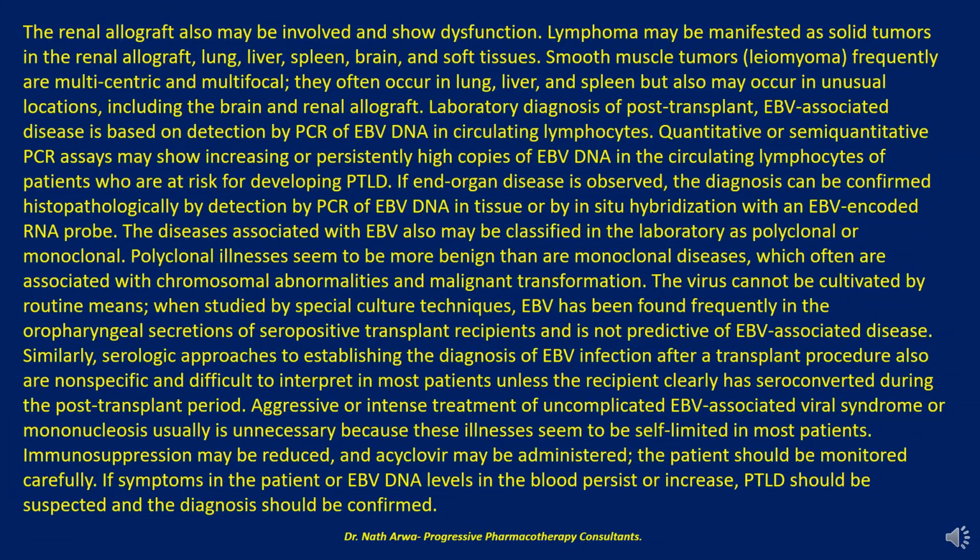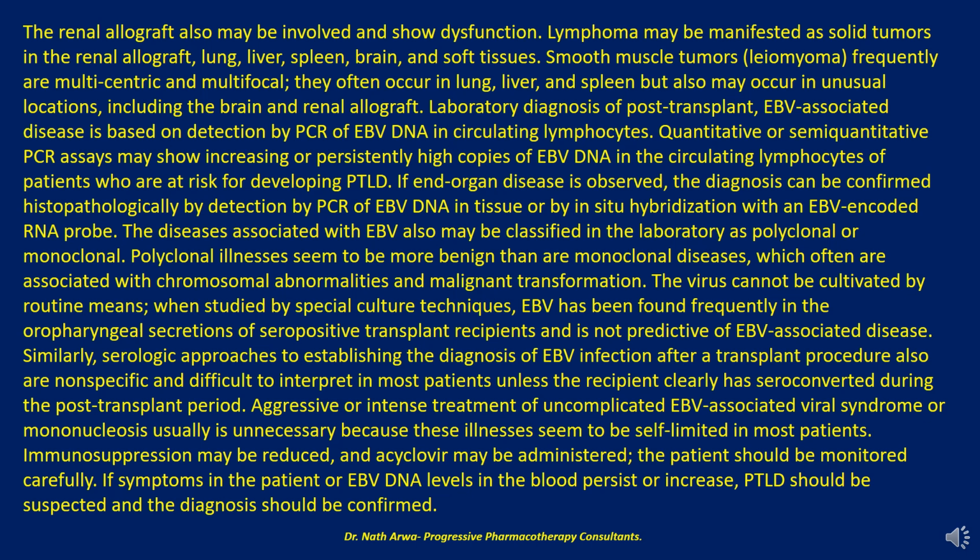The renal allograft also may be involved and show dysfunction. Lymphoma may be manifested as solid tumors in the renal allograft, lung, liver, spleen, brain, and soft tissues. Smooth muscle tumors, leiomyoma, frequently are multicentric and multifocal. They often occur in lung, liver, and spleen, but also may occur in unusual locations, including the brain and renal allograft.